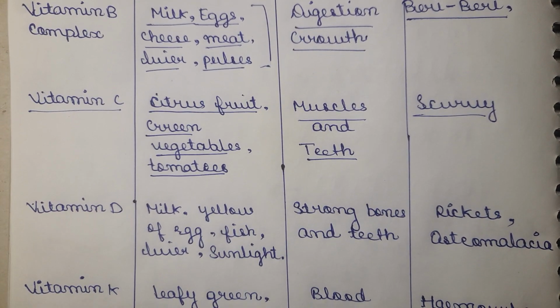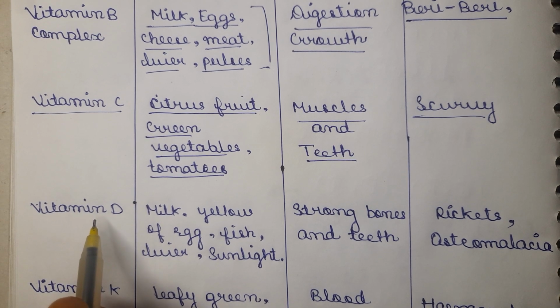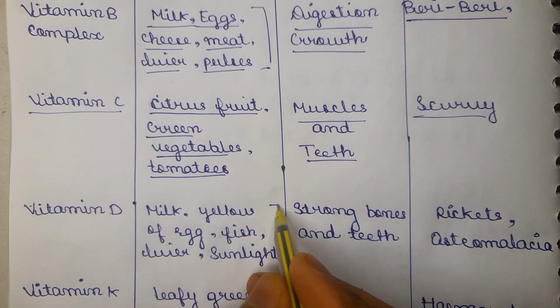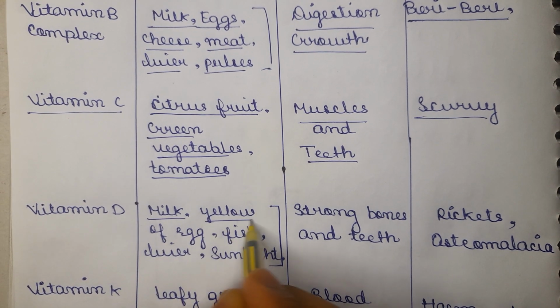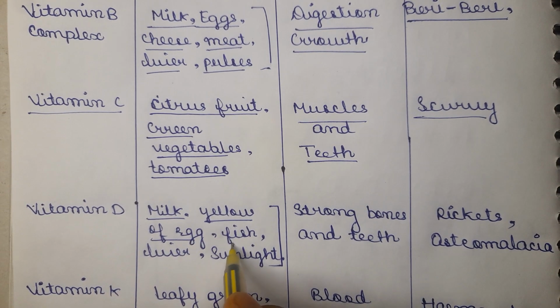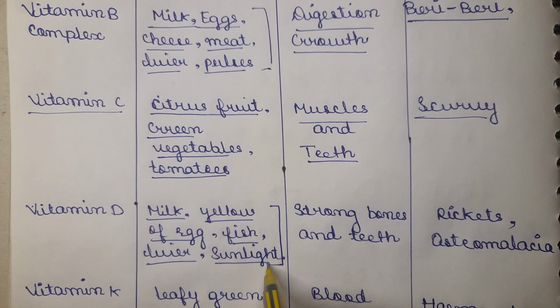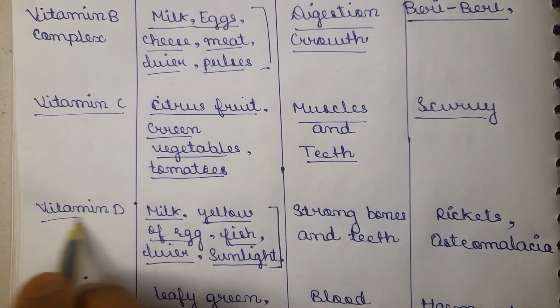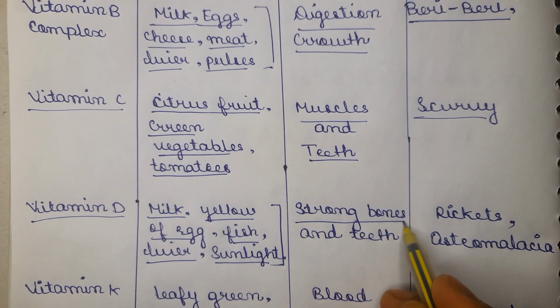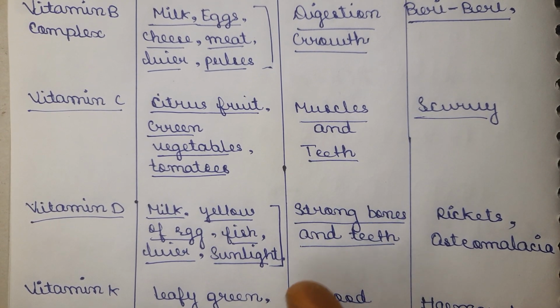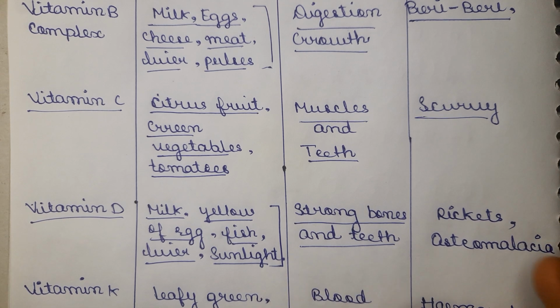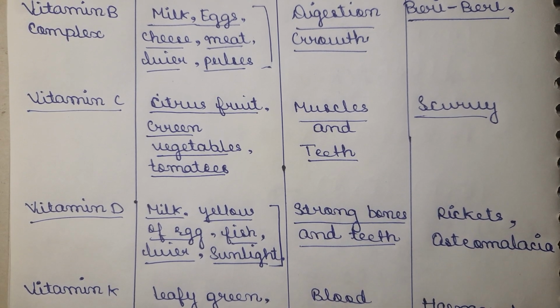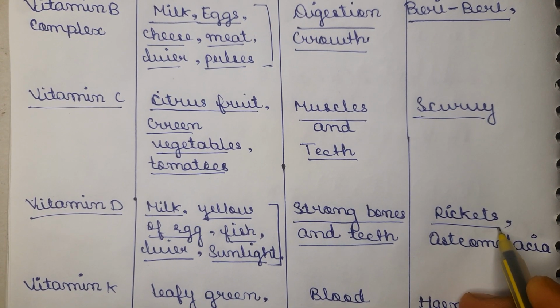Next, vitamin D. Vitamin D is basically produced by the sun in the skin, and if you want it from food, you can consume milk, the yellow part of the egg, that means the yolk, fish, and liver, and sunlight. You don't have to eat sunlight, you just have to sit in the morning sunlight. It helps provide vitamin D, which is good for strong bones and teeth. If vitamin D is not properly present inside your body, then rickets can occur, in which there is decaying of teeth or weak bones.